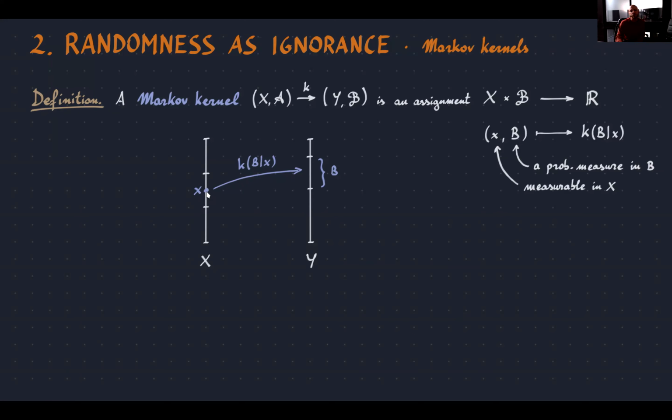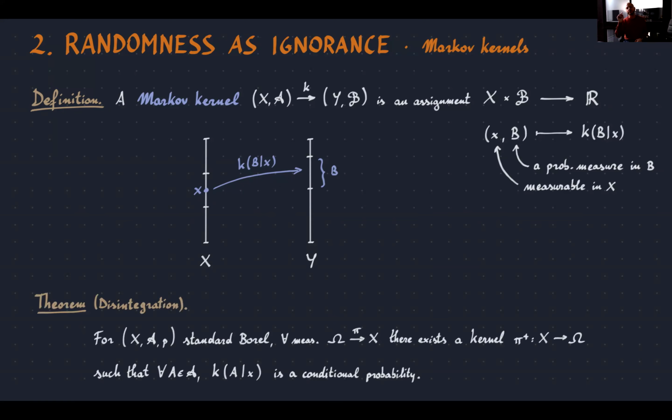So the idea is that you can view it as some kind of transition probability. If we're in x, what's the probability of ending up in B? You can also say, what's the length of B that you see if you're at this point x? And if you change the point, you get a different one. And it's constant within each of these cells. So it's measurable for that. That's called a Markov kernel.